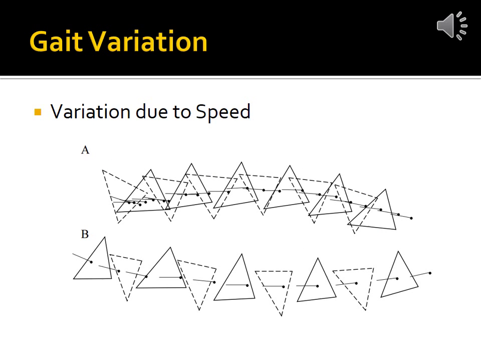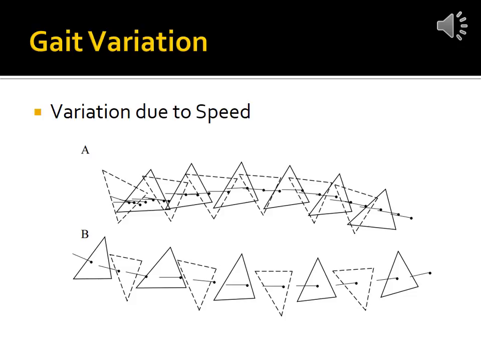The next variation is due to the speed of the ant. As you can see, speed actually does not cause any spatial distortion in the tripods. It just varies the placement of the tripods. As you can see in figure A, the tripods are placed much closer together, which allows us to conclude that the ant is moving at a lower velocity. Whereas in figure B, it's moving at a much faster rate, allowing the tripods to be placed further away from each other.